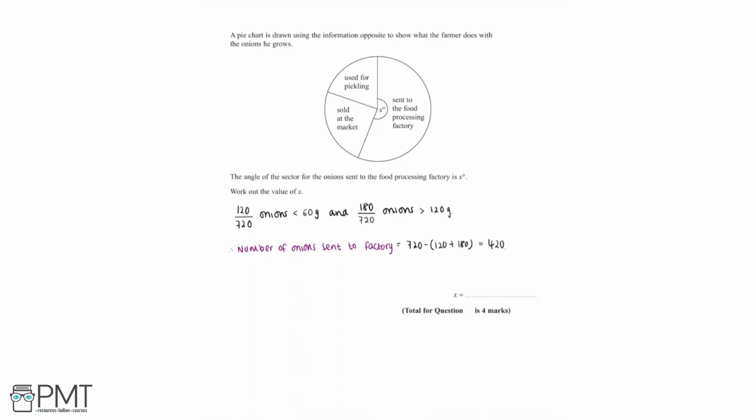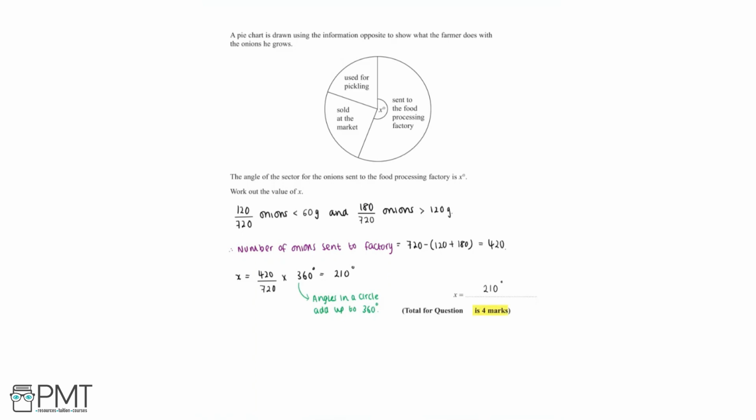Well, now we've found out that 420 onions are sent to the food processing factory, and we need to find out the angle that this would represent on the pie chart. Now to find the angle in the pie chart, we'd have to do 420 out of a total of 720, because this is the proportion of onions sent to the factory. Then we need to multiply this by 360 degrees. And this is because a pie chart is a circle, and angles in a circle add up to 360 degrees. And so x would be equal to 420 over 720, all multiplied by 360, which when we put into our calculator, we'll see is equal to 210 degrees. And so we've found that the value of x is equal to 210.